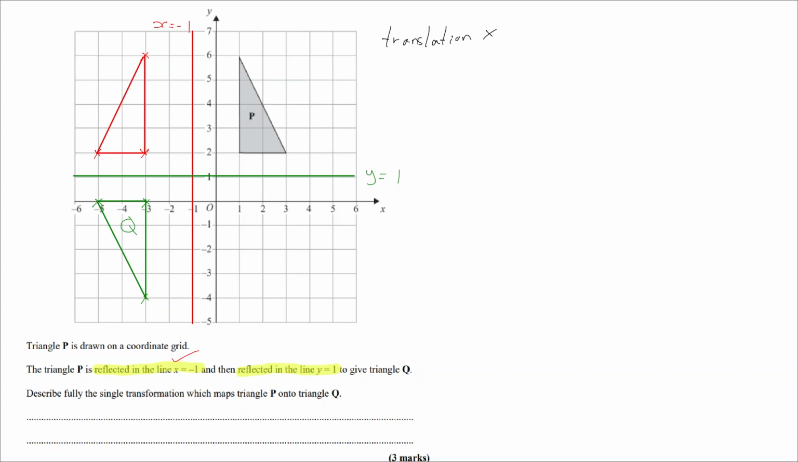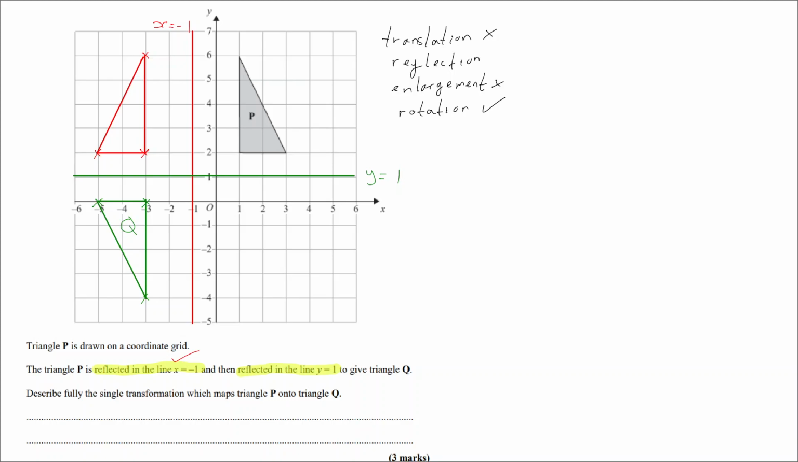Could it be a reflection? Well, it could be. The shape's kind of not the same, so potentially it could be that one. Could it be an enlargement, which is either getting bigger or smaller? Well, definitely not that one, because it's the same size. And then the final one is a rotation, which looks like the one that it could be. So maybe a reflection, but probably going to be a rotation.